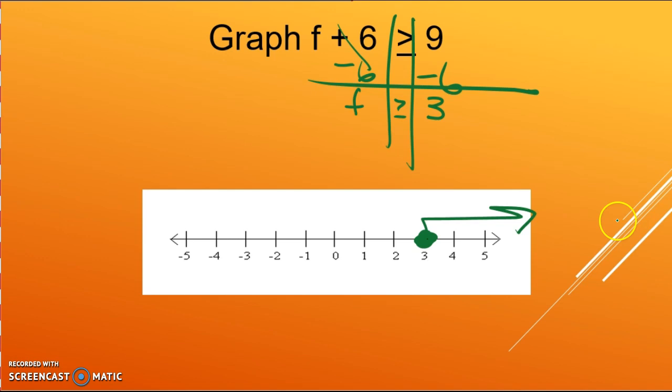Again, if you weren't sure of that, pick a point above and below. So I would first plug in 2. 2 is not greater than or equal to 3, so I put an X here. 4 is greater than or equal to 3, so I put a check mark here, and then I always want to go towards my check mark.